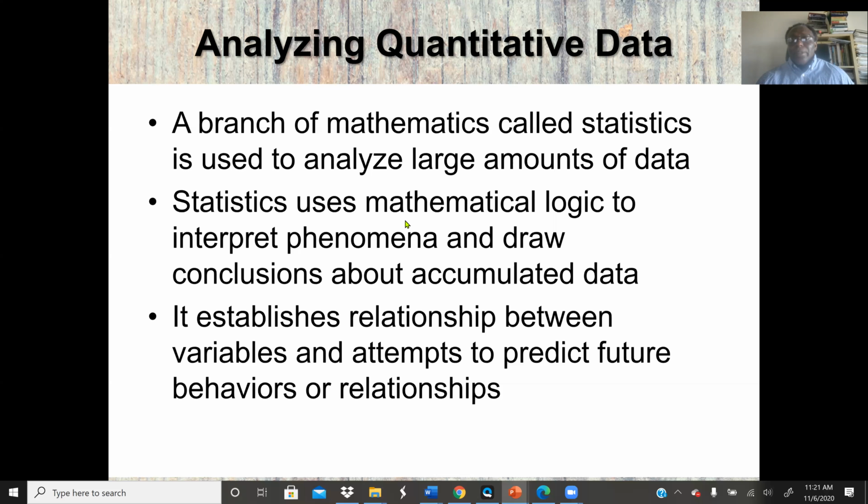So again, here we talk about four different levels of measurement of data. Choosing the correct statistics method to analyze the data will be based on the type of data you are trying to analyze. Statistics, and also quantitative data, can establish relationships between variables. We are going to discuss this using the correlation coefficient and also regression. So relationships between variables, and also attempts to predict future behaviors or relationships.